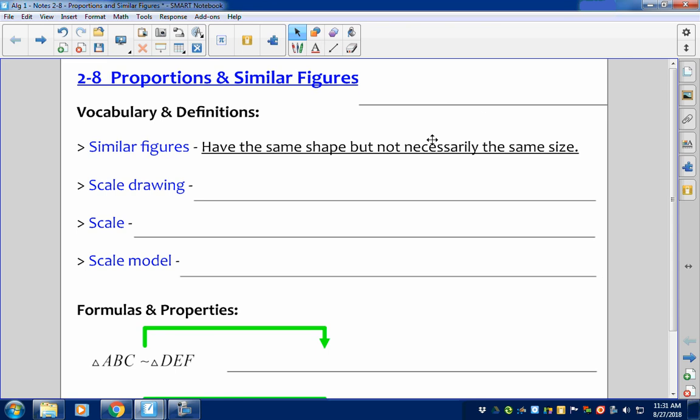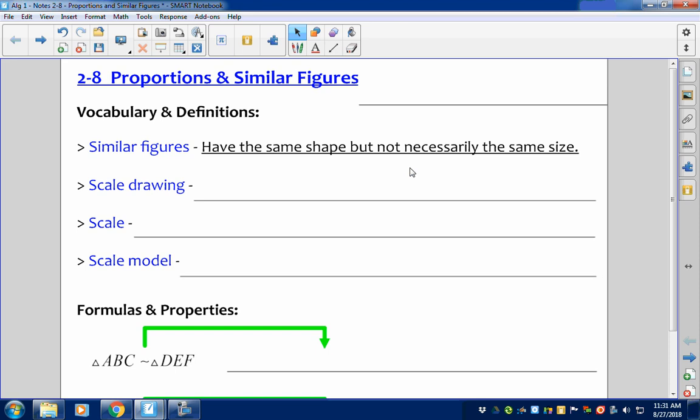Similar figures have the same shape, but not necessarily the same size. If they're exactly the same size, we call them congruent in geometry. But similar would mean they have the same shape, but not necessarily the same size. If they do have the same size, we say they are in a 1-to-1 scale factor.